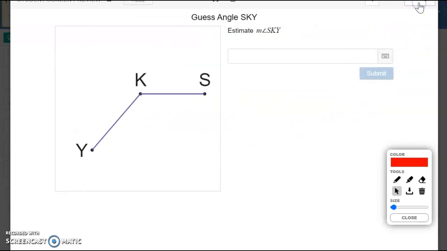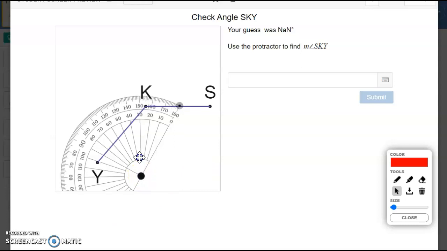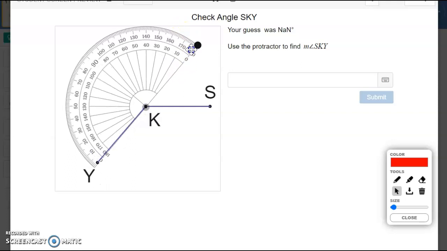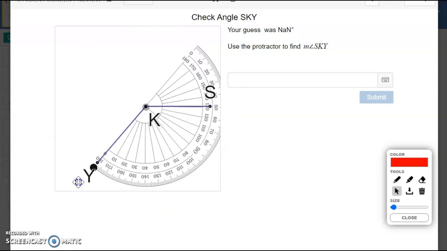All right, and then card number 8, estimate angle, measure of angle SKY. It is obtuse or it is greater than 90 degrees. So my guess might be 120, 130. And then you measure again. And again, by bringing the center of the protractor to match up to the vertex, then you move this. This is not going to be measuring, right? You need the measuring tool to be on the edge here. The line is flush, and looking at this, I should be looking at the inside number, and that would be 130 degrees.